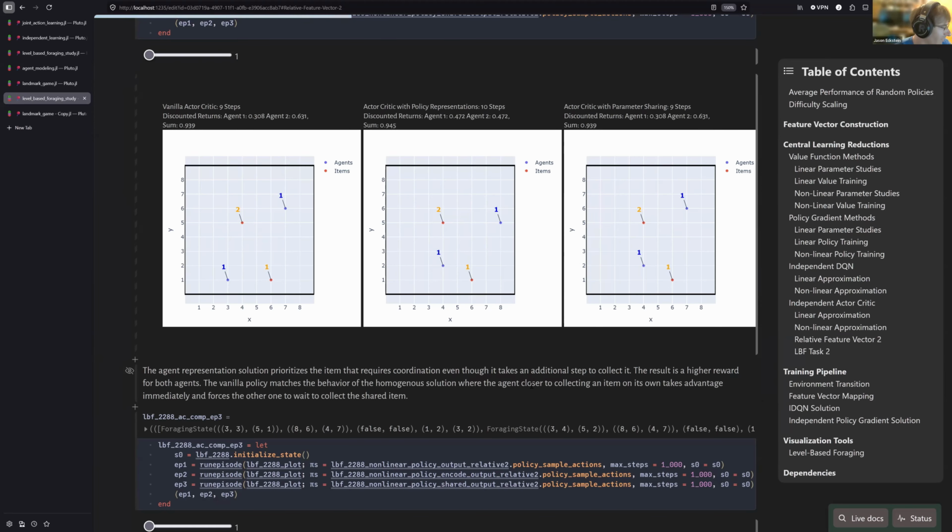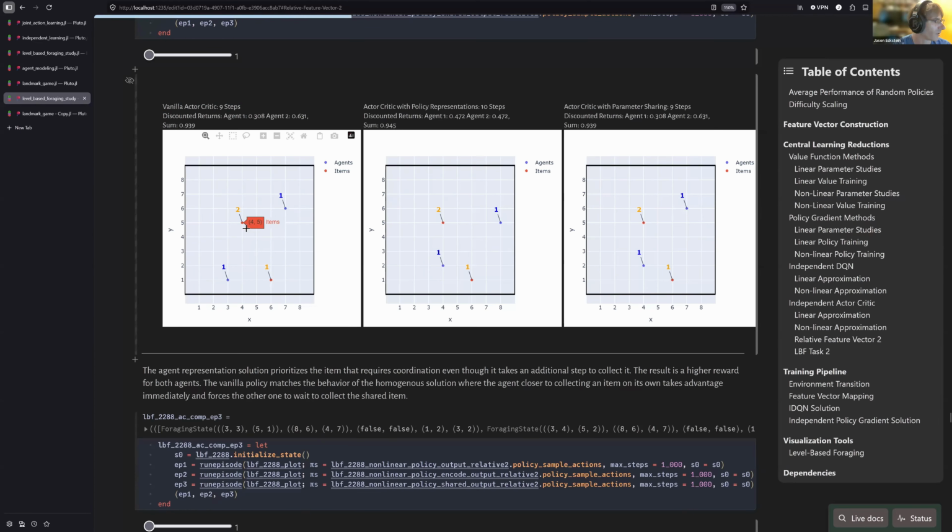Yeah, so I believe what happens here is, in the vanilla actor critic policy, you can see how this agent is level 2 and both of these agents are level 1, right? So this item can be collected by one agent, and this item needs both of them to work together. So what happens in this algorithm is that this agent, which is close to this item, just goes over to this item and collects it.